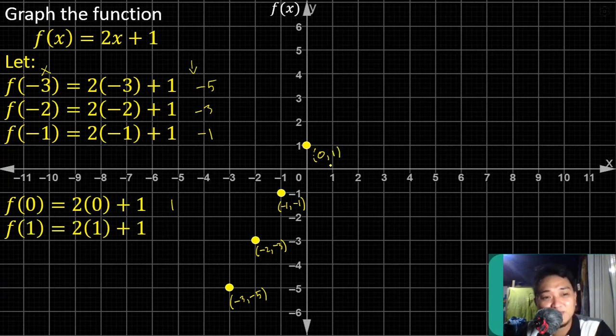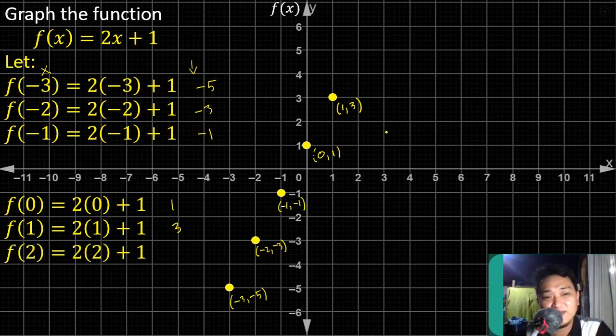Now, dagdag pa tayo. Let's say the value of x is 1 naman. 2 times 1 is 2 plus 1, that will be 3. So if the value of x is 1, the value of y is 3. So the coordinate will be 1 and 3. Ganun po.